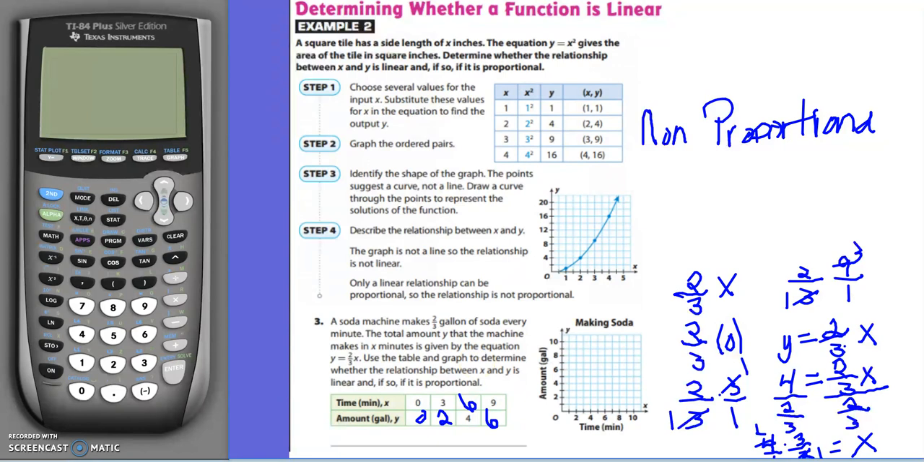Alright, so let's plot the ordered pairs. We have 0, 0. We have 2, 3. We have 4, 6. And we have 6, 9. This is a linear relationship, and it does pass through the origin, so it is proportional.